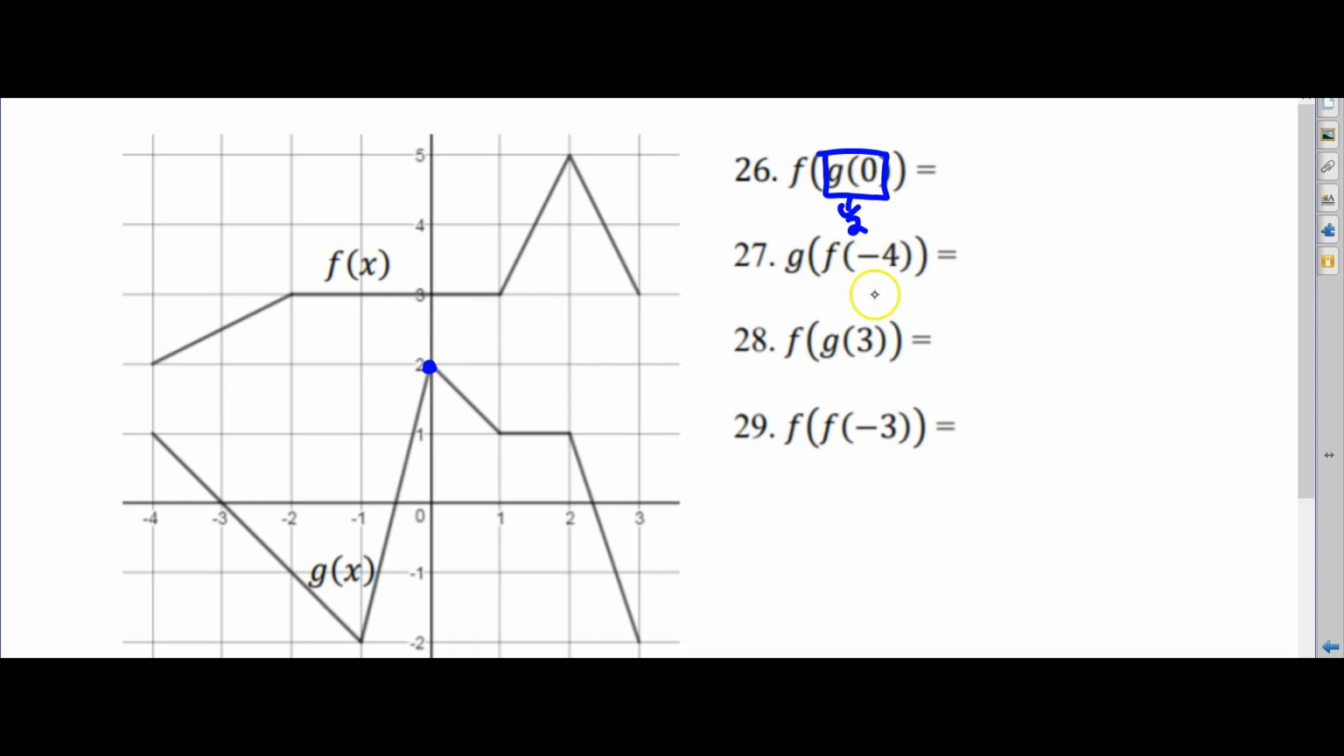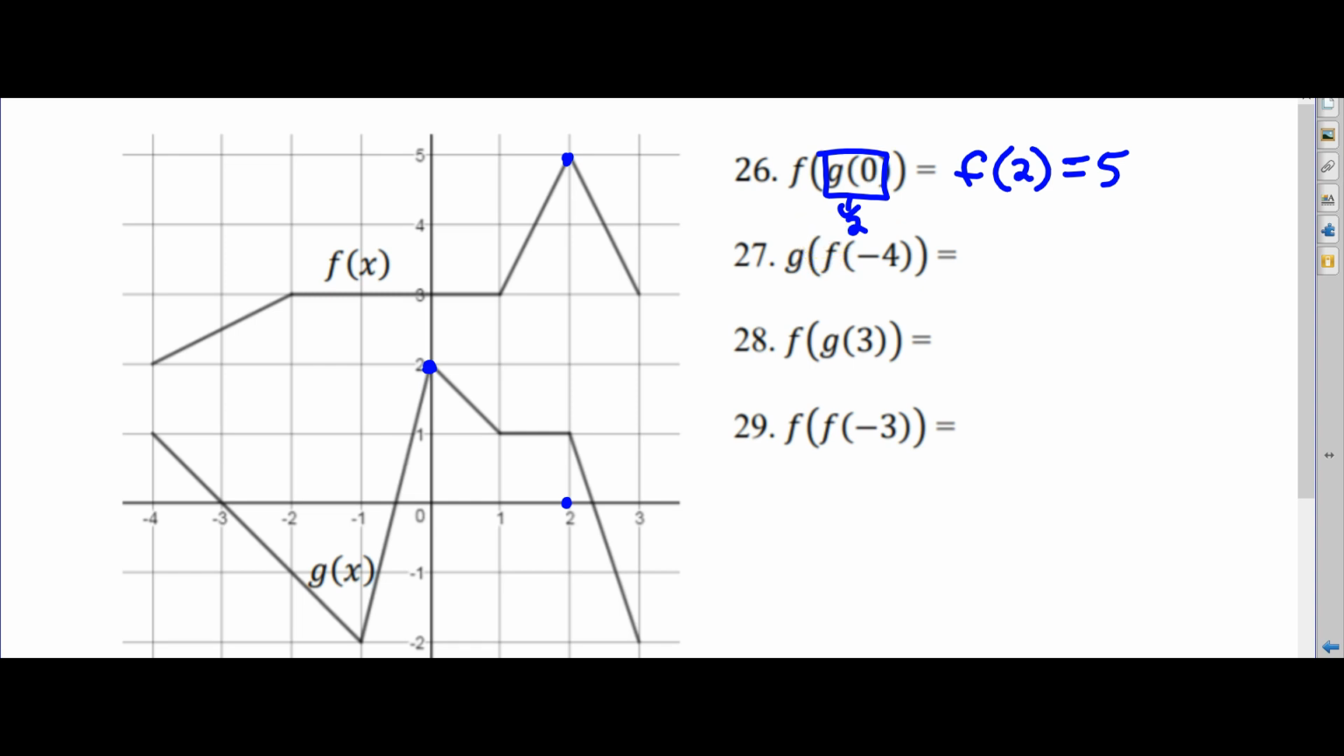So the g of 0 is the same thing as 2, so the f of g of 0 is the same thing as saying the f of 2. When I go to the 2 on the x value, I want to go up to the f function, which is up top, and that's going to output a 5 right there. So the f of 2 is equal to 5.